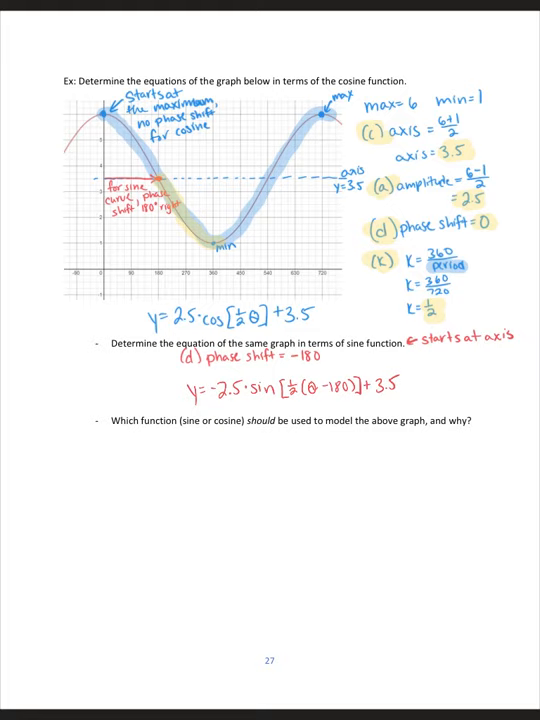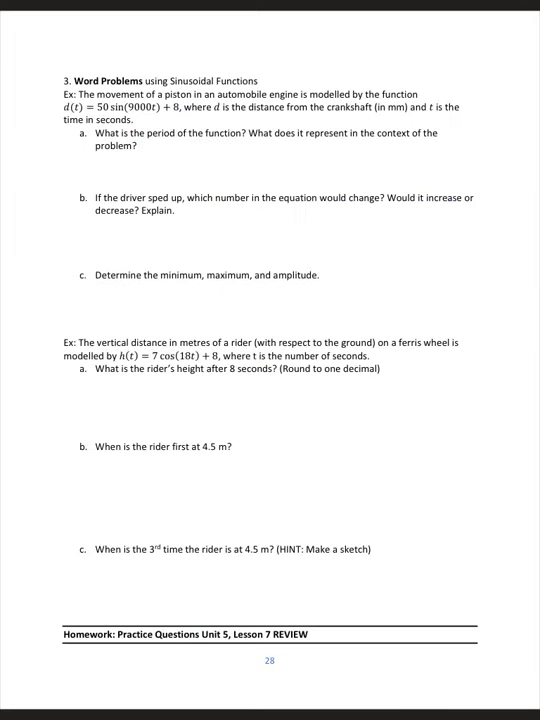And then the last question here is, which function, sine or cosine, should be used? Hopefully we all see that cosine should be used because no phase shift is required for the cosine. So we want to make our lives as easy as possible. And if we don't even have to identify one of those variables, then that's obviously the easier choice.